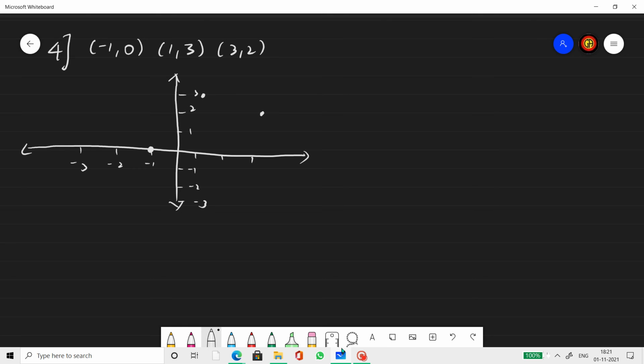This is 3 comma 2. This is 1 comma 3 and this is minus 1 comma 0. Now join this. We get a triangle like this, isn't it? Now they want us to find the area of this triangle.